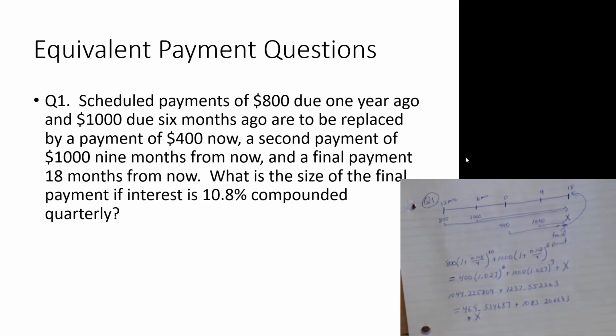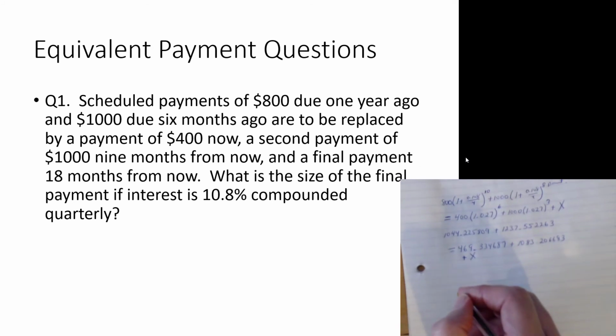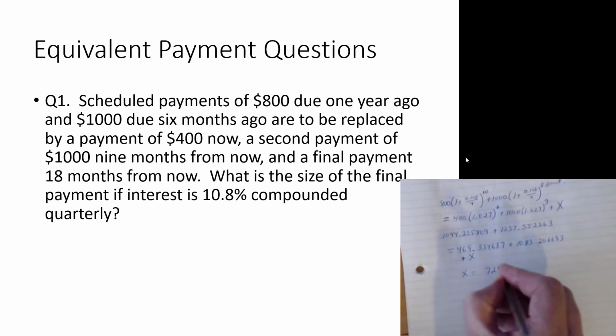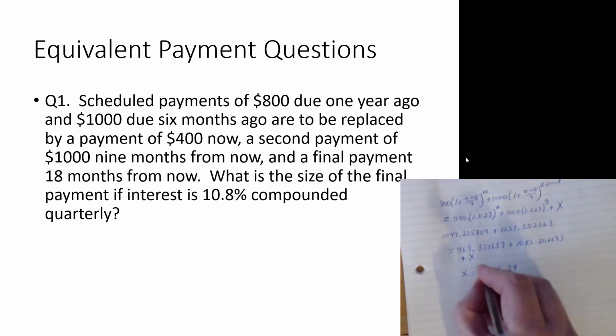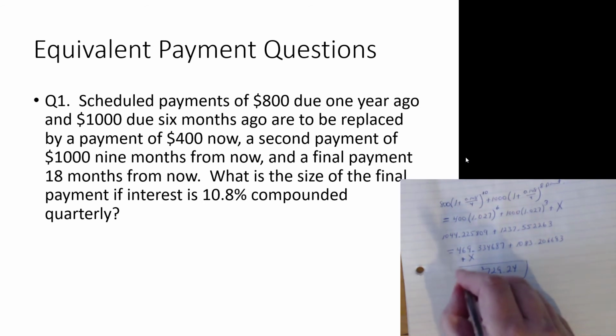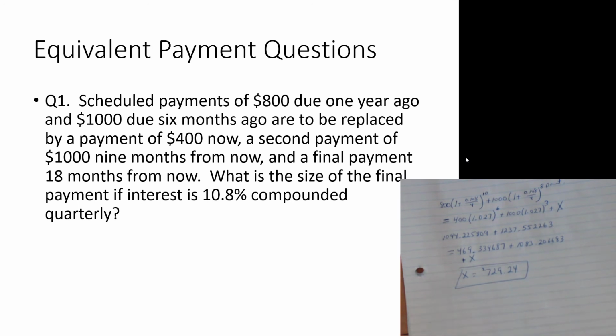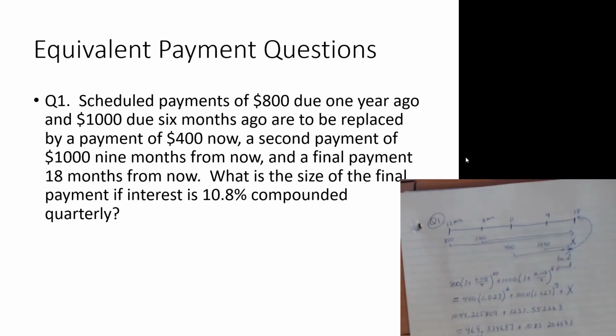Okay. So now we just isolate the X, do the little bit of algebra that we saw in unit number 2, and ultimately we get X is equal to $729.24. Okay. Right. Subtract both sides by 469 and some change. Subtract both sides by 1,083 and some change. And once we've done all that, we get an equivalent payment of $729.24. Okay, so lots of excitement in that one.